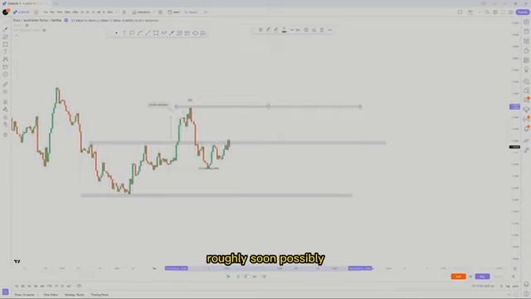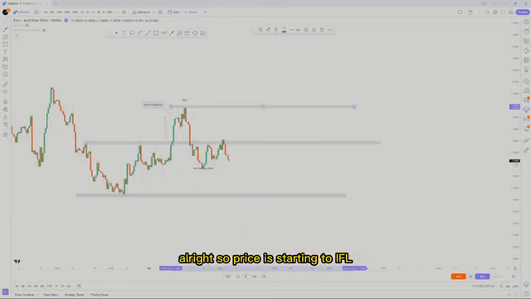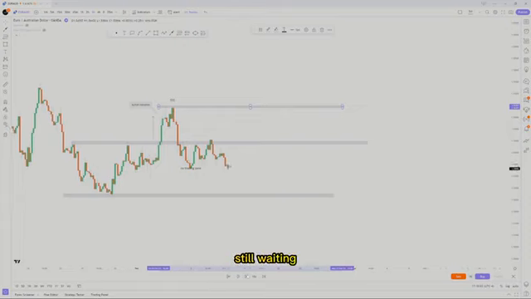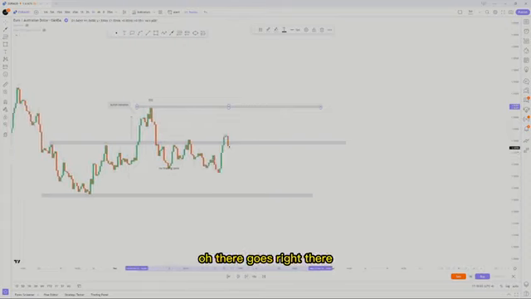Roughly soon, possibly. All right, so price is starting to. Still waiting. All right. Oh, there it goes right there. So price came back above this level.